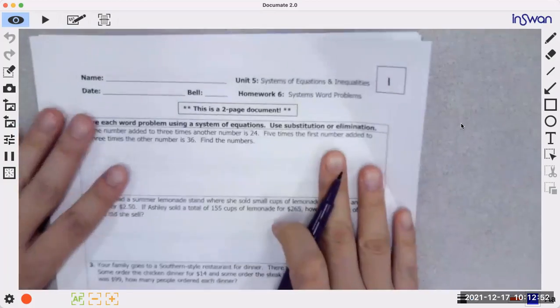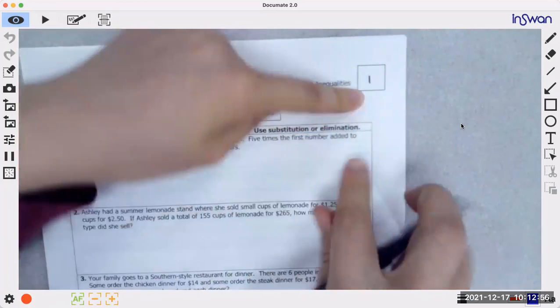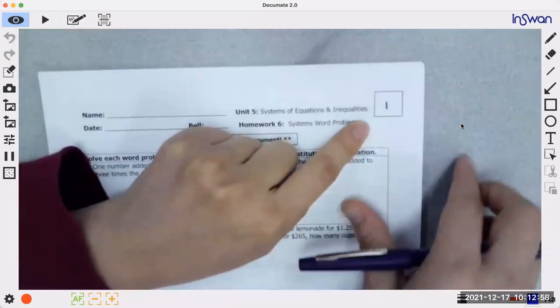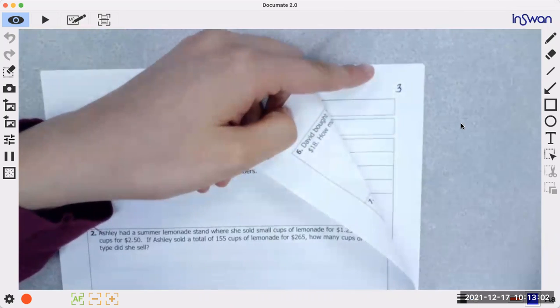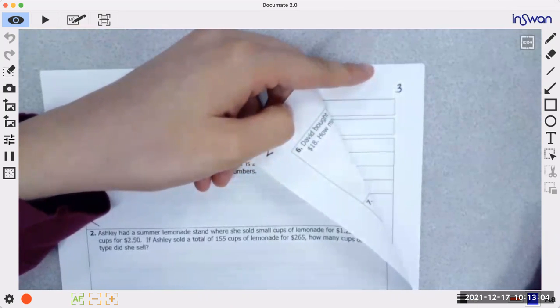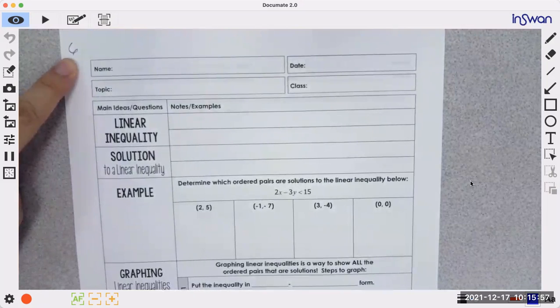You should have gotten a packet in class. Go ahead and start by numbering your pages, starting with this page as number 1, and then make sure you go ahead and number your back pages as well. I'm going to hit pause while you go ahead and number through all your pages so that they match up with mine. Okay, so now that you're done numbering, go ahead and find yourself to page 6.